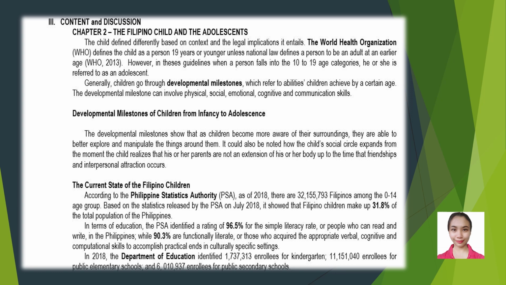So the developmental milestone shows that as children become more aware of their surroundings, they are able to better explore and manipulate the things around them. So it could also be noted how the child's social circle expands from the moment the child realizes that his or her parents are not an extension of his or her body, up to the time that friendships and interpersonal attraction occurs.